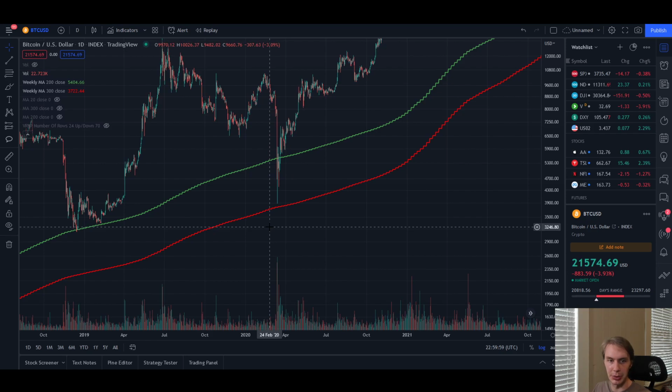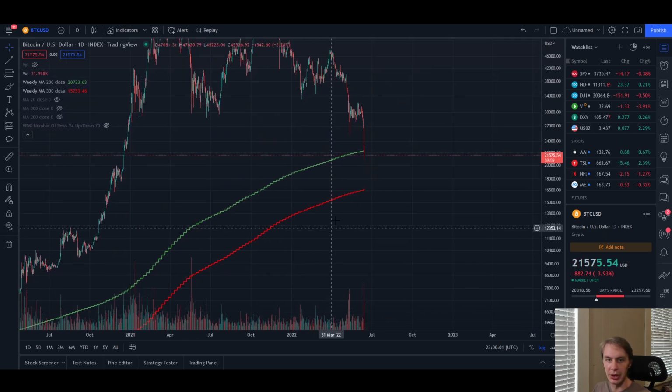Now, obviously, that's just one data point, so there's no real way of knowing if this is actually going to be all that meaningful for investors, if a lot of people are going to be looking at this like they do the 200-week. But it is just one that people talk about, so I figure it's worth mentioning.